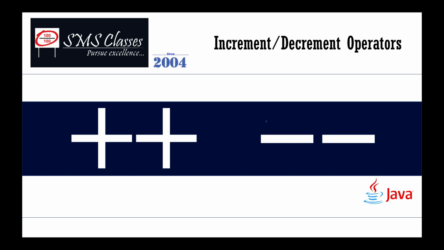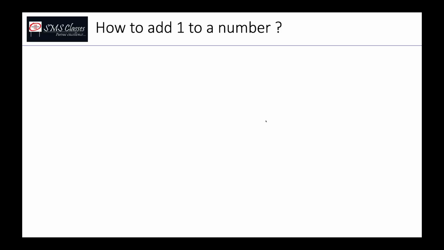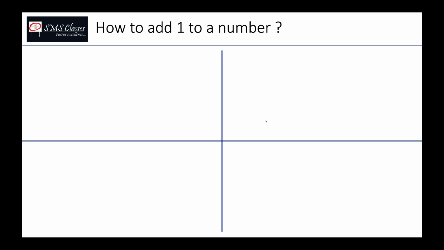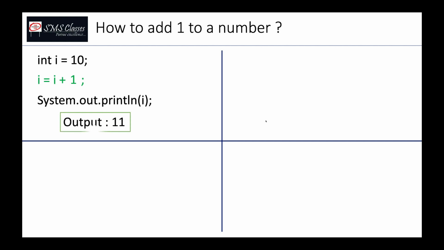Before we get into the difference between pre and post, let us see what is the purpose of these operators. How do you add a 1 to a number? For example, your I value is 10. You want to make it 11. So in mathematics, how do you write? I equal to I plus 1, which will make I 11. How else can you do this?